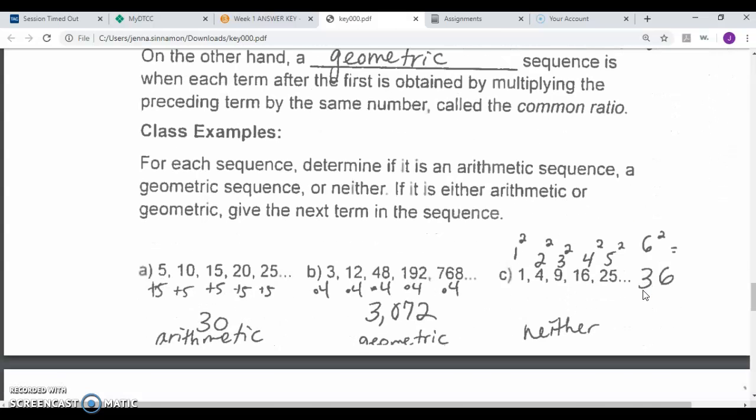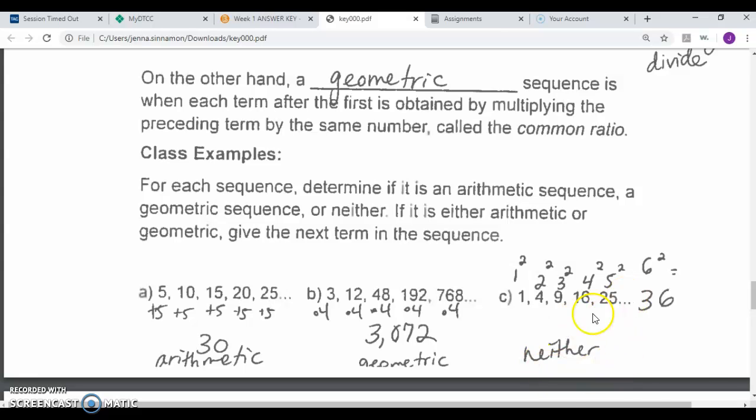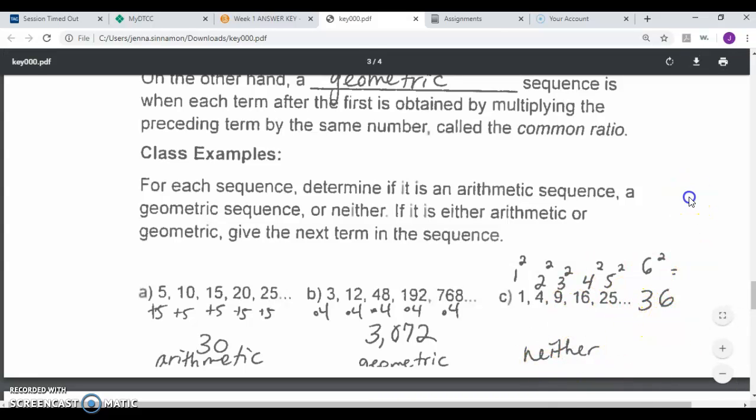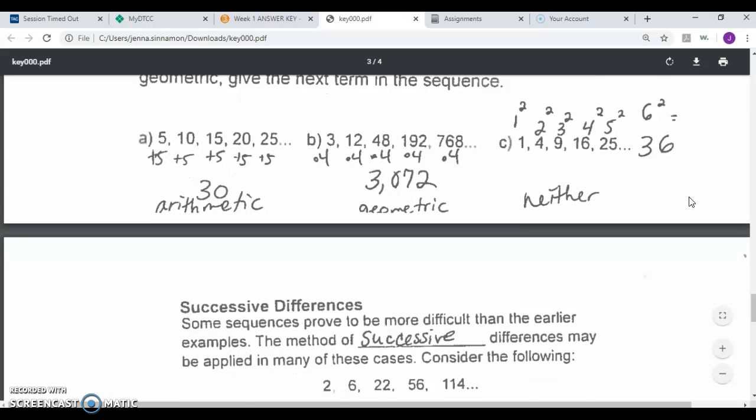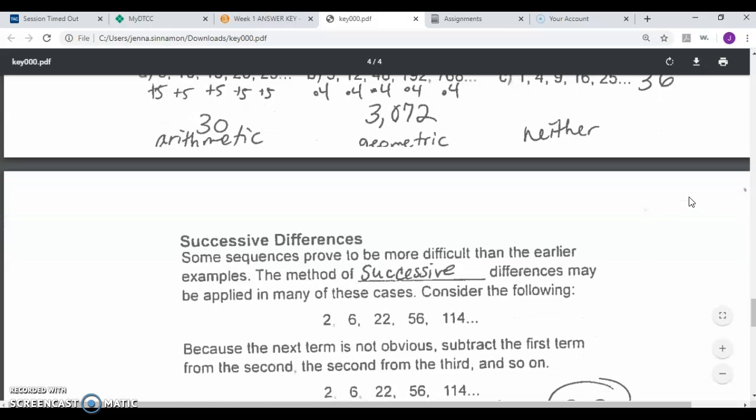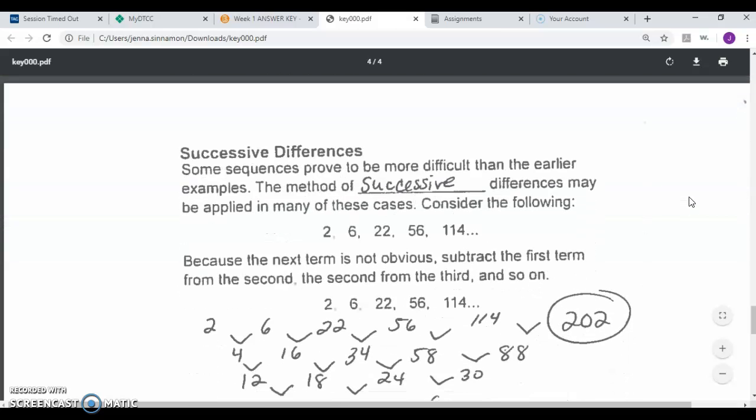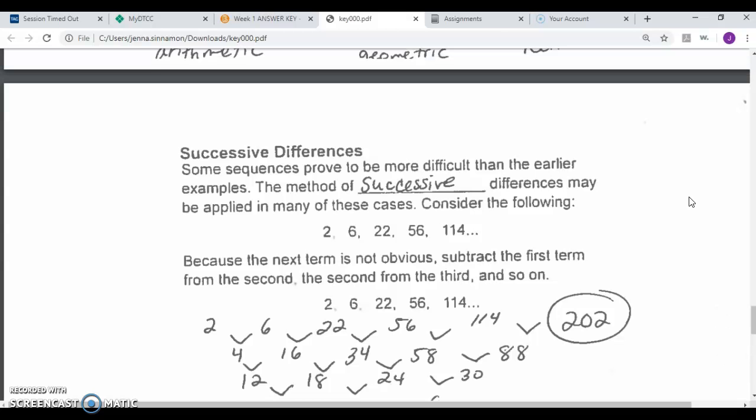So there's some practice problems. Now, it is possible to be neither. You can see that in one of the practice problems. That is an acceptable answer. Sometimes, even when it's neither, you can still find the next term, but you're just going to tell me that it doesn't have a specific name for it.